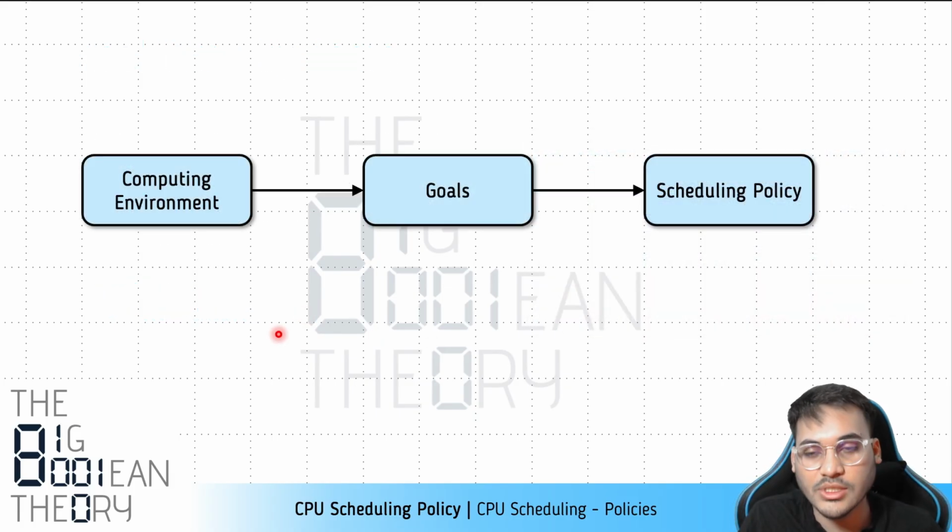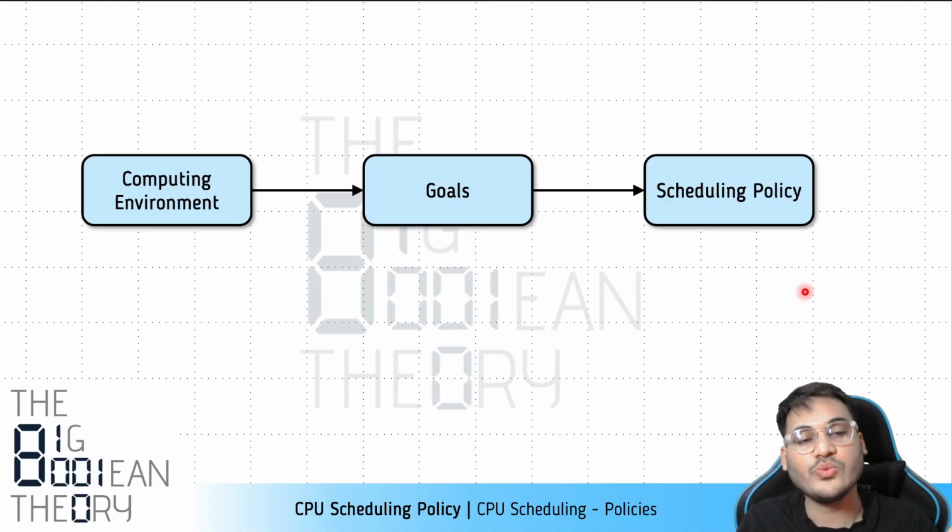So let's come back to this slide. Here we said that whenever we are designing a scheduling policy, it has to be designed with the goals of the computing system in mind, right? Any scheduling policy, when it is running on a computer system, has to optimize for the goals which are relevant to that computing environment. No single policy or algorithm can optimize for all the goals, so there is no one size fits all. The scheduling policies have to be tailored according to the goals of the system.